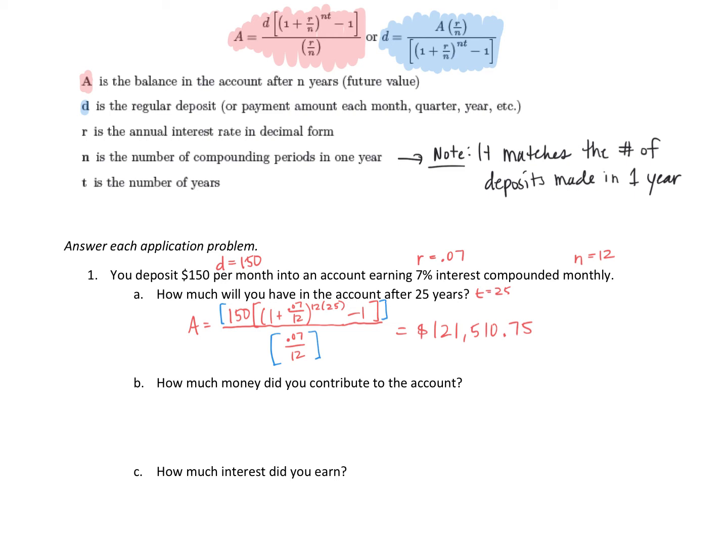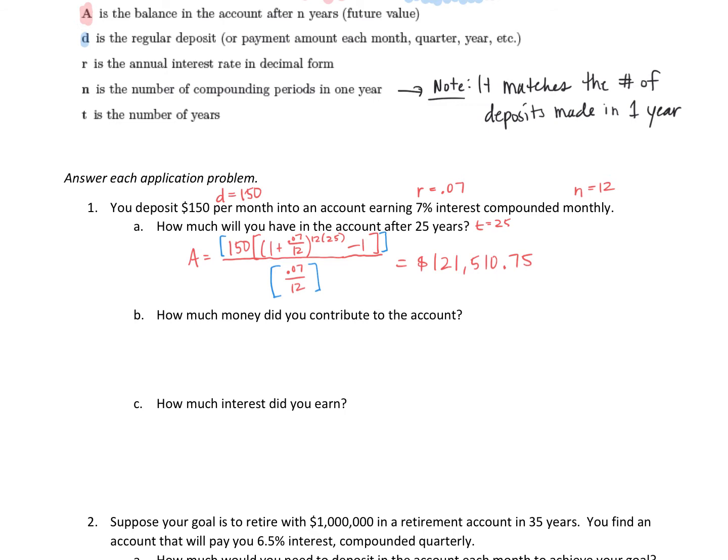Okay, so now let's look at Part B and Part C. So Part B is how much money did you contribute to the account? Keep in mind that the amount that we just got in Part A is how much you have in the account at the end. That includes all of your monthly deposits and the interest that you earned.